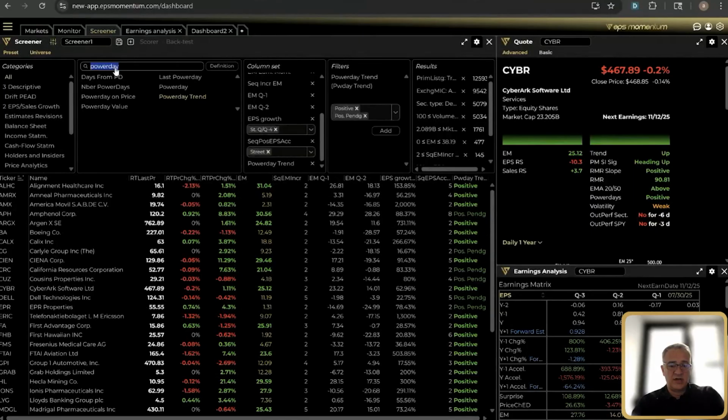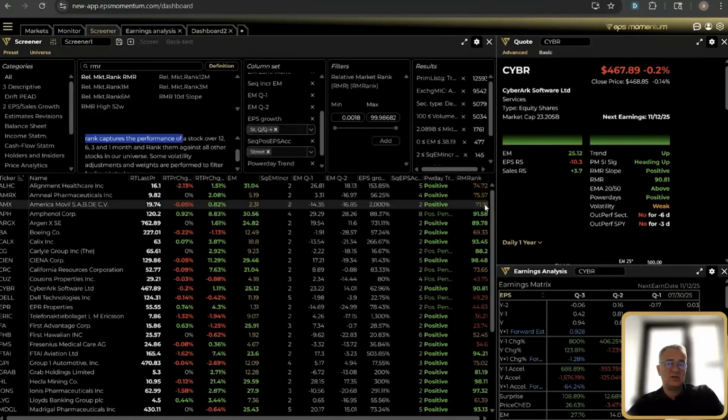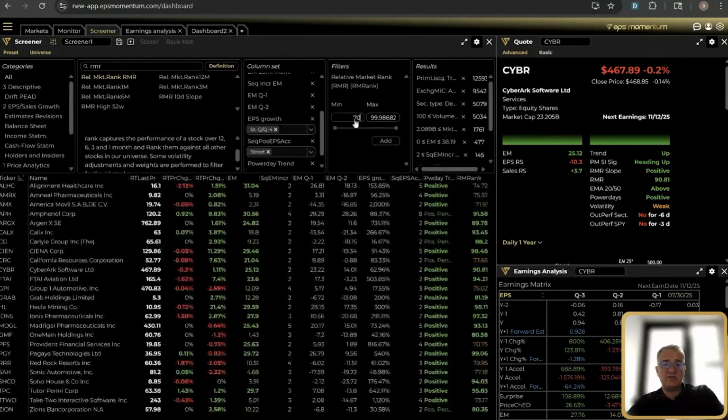So RMR is again, you click on the definition. This is the relative market rank. It captures the performance of the 12, 6, 3, and 1 month and ranks them against all the other stocks. So it's between 0 and 100, 100 being the best. So what I want here, let's not be too greedy, all the stocks that have above 70, between 70 and 99, right? And then what I'm getting is good names there, really.